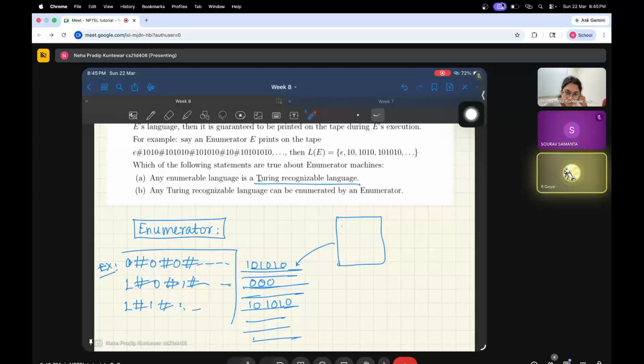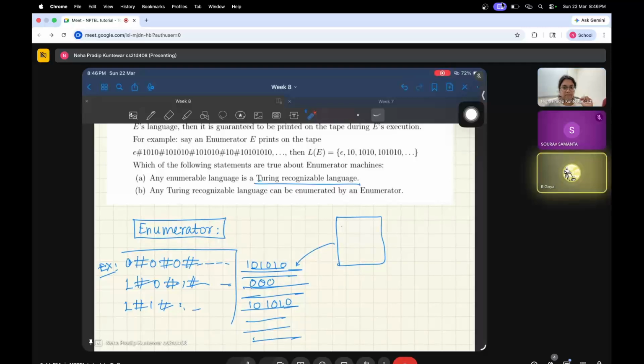The definition of enumerator is not clear. How can we define this enumerator mathematically? How does it differ from the Turing machine? The model of computation is different, right? This enumerator does not do any computation. There is no input to it. There are no states or anything. There's no computation at all. It just keeps printing strings.